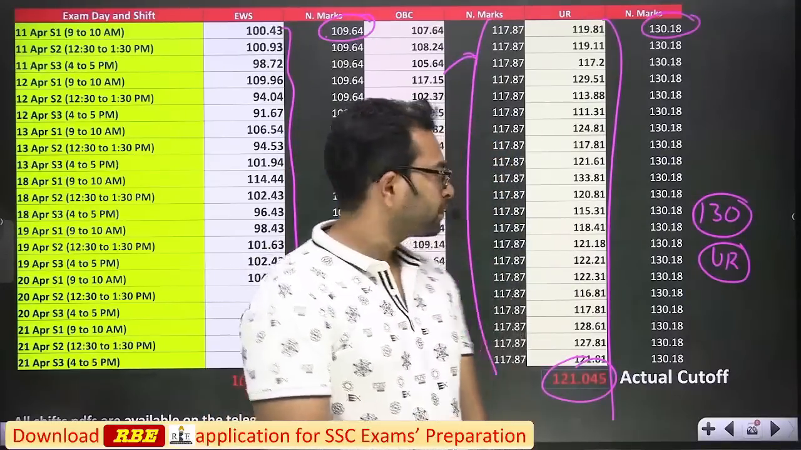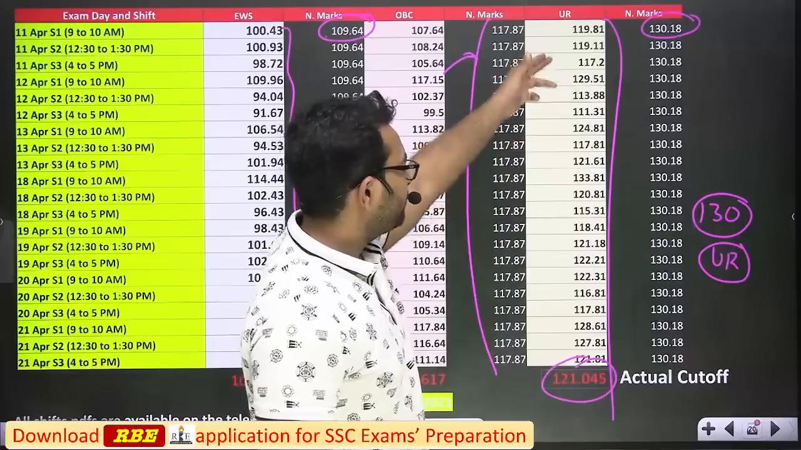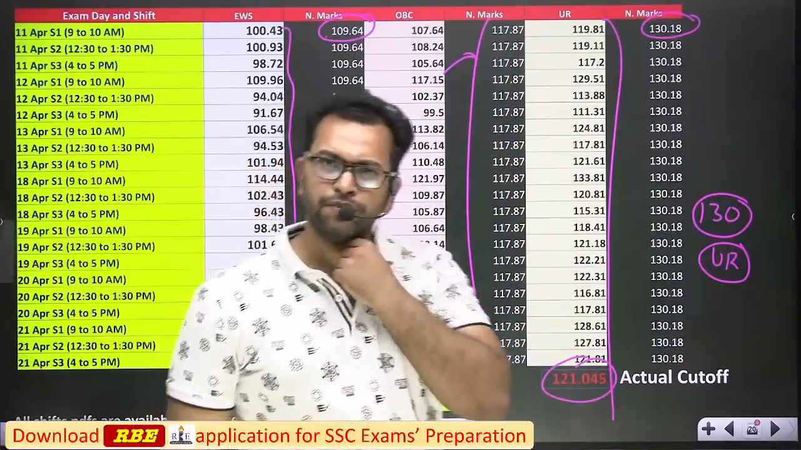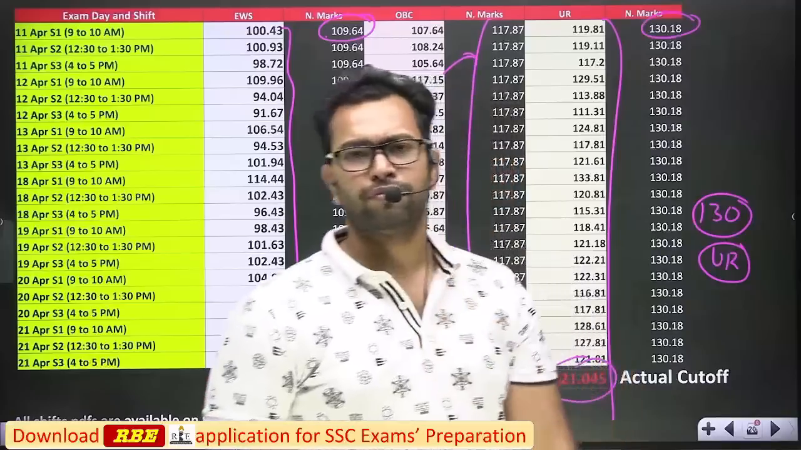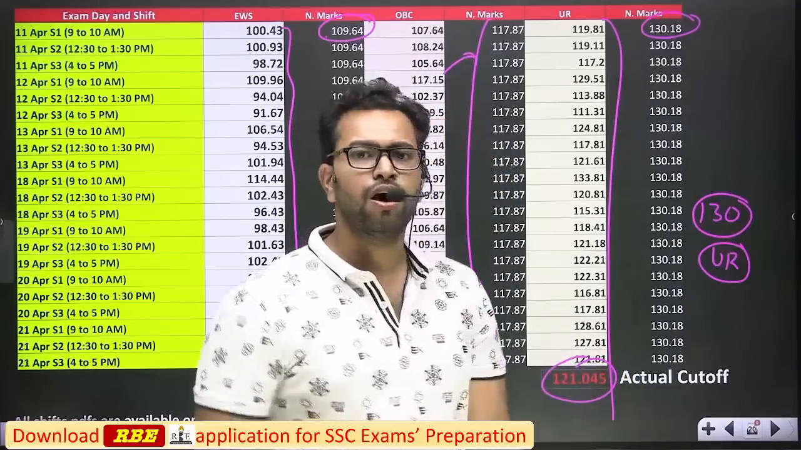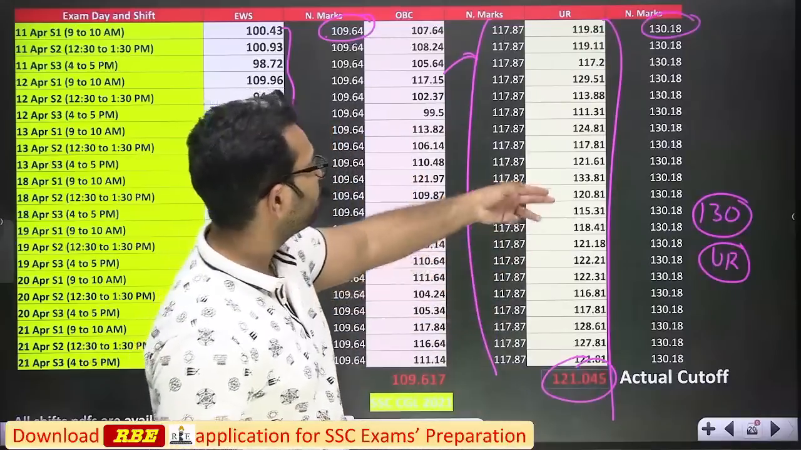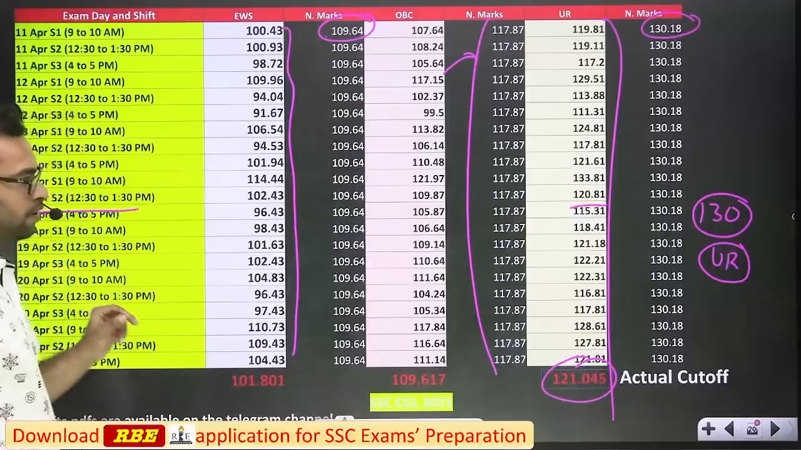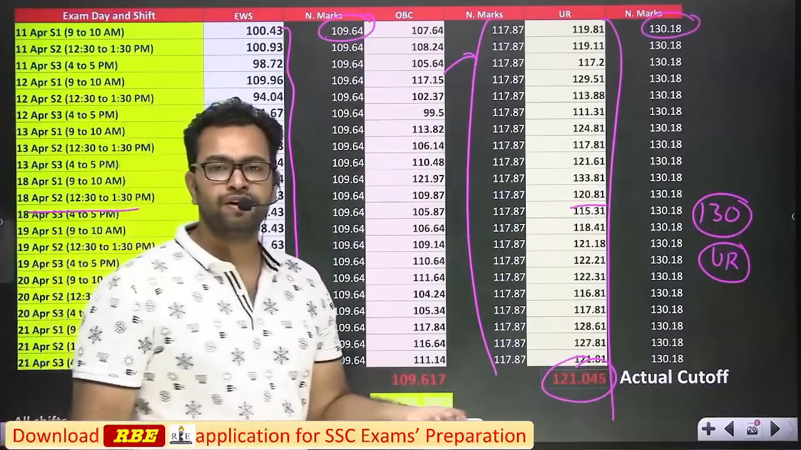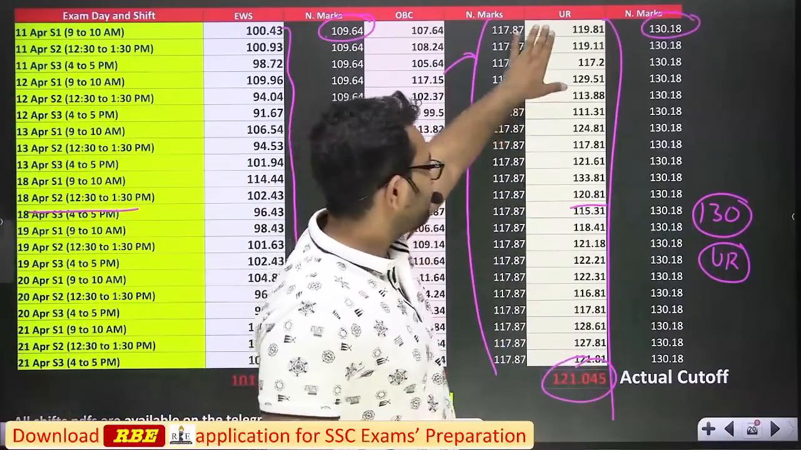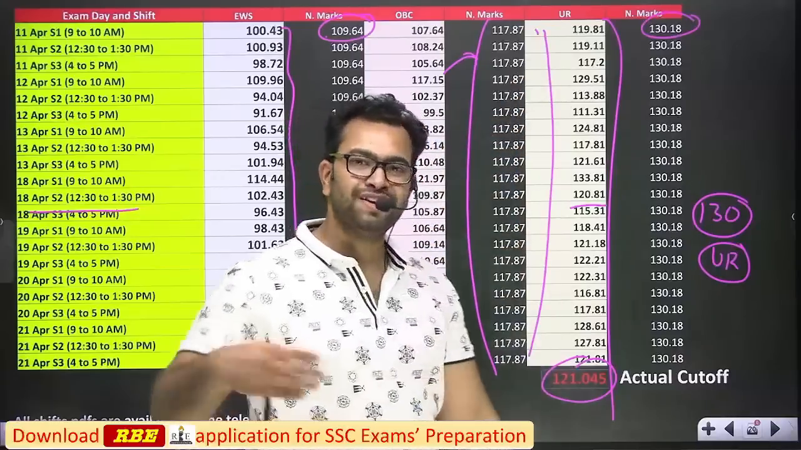Clear? Okay. So you can also try these papers. Many websites provide previous year papers in mock form that you can give as a real time examination and check how much you are scoring. If you are scoring above this mark from unreserved category in that particular shift, there are chances that you will qualify SSC CGL 2023 tier 1. But this is the old scenario, it was 2 years back.